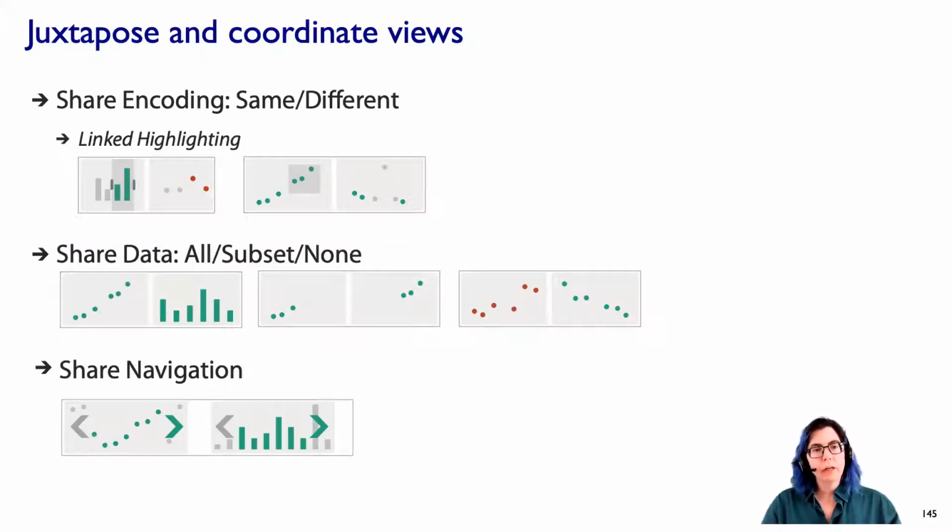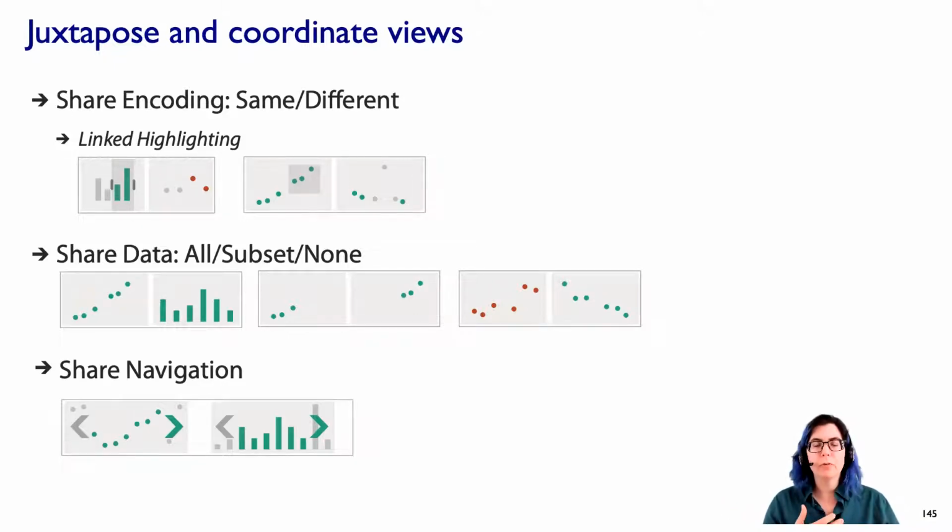So starting in with juxtaposing views, how do we think about ways of coordinating juxtaposed views? So one issue is, do they share the same visual encoding or is it different? Either way, we could have linked highlighting between those views. Is the data shared between the views all the same, or is a subset in one versus the other, or is it a disjoint partition where none is the same? Is navigation shared between the views where moving in one causes motion to happen in the other?